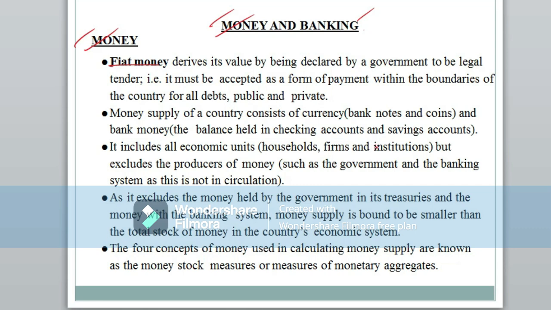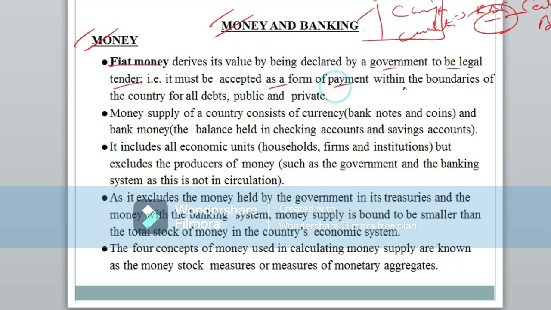So fiat money derives its value by being declared by the government to be legal tender. Thus, currency in circulation, which is provided by the central bank of a country, is called a fiat currency, and it must be accepted as a form of payment within the boundaries of the country for all debts, public and private. The money supply of a country consists of currency, banknotes and coins, and bank money.